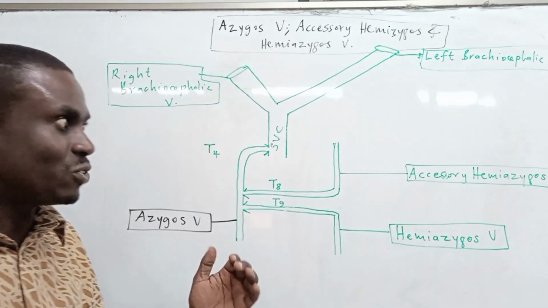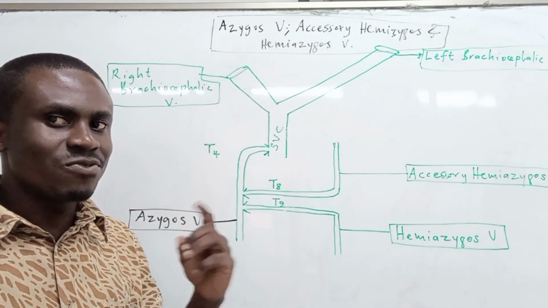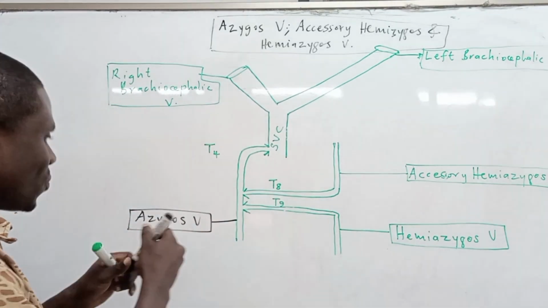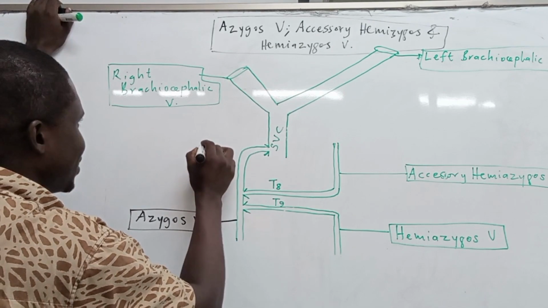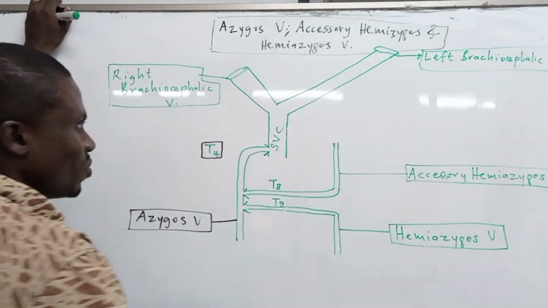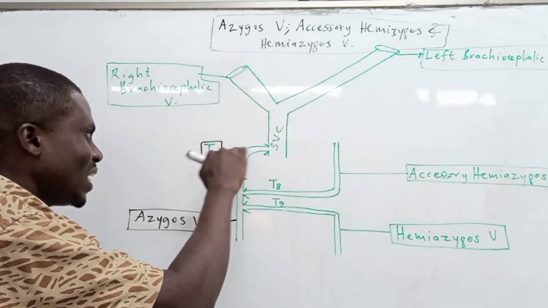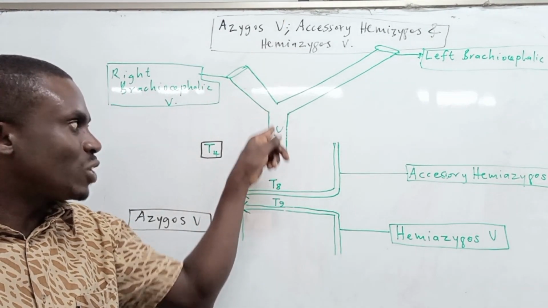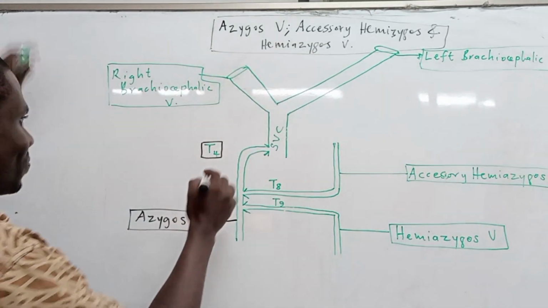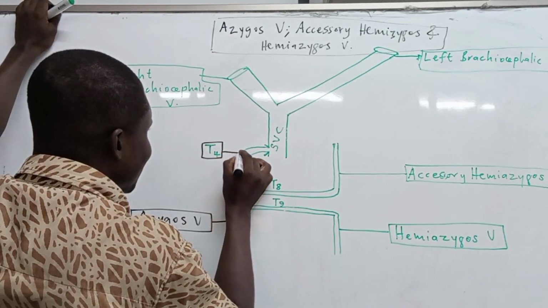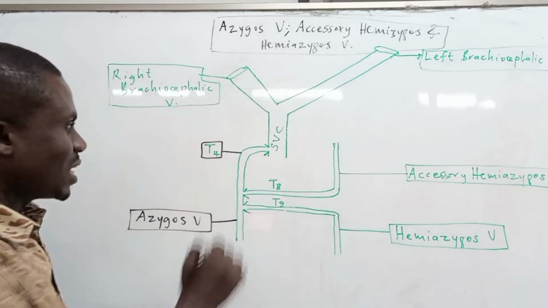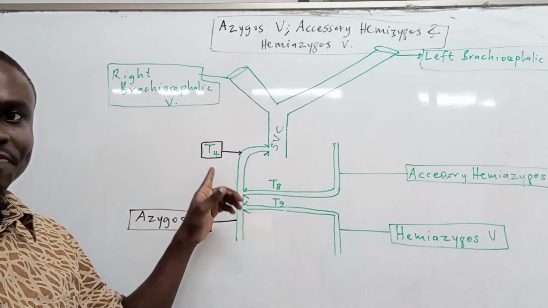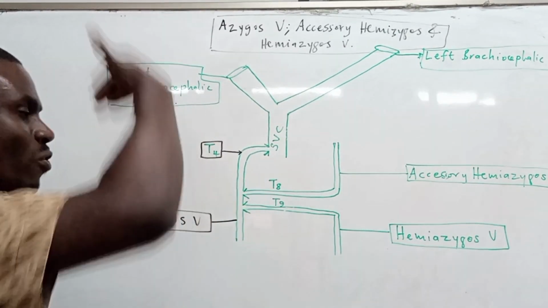Now take your time and listen to it. It's the right fourth posterior intercostal vein. So assuming there's a vein over here, which is at this level, which we are calling the T4 level, that vein, because it is at that level, which is where this Azygos vein is going to drain into the superior vena cava, means that that vein can actually drain directly into this Azygos vein.